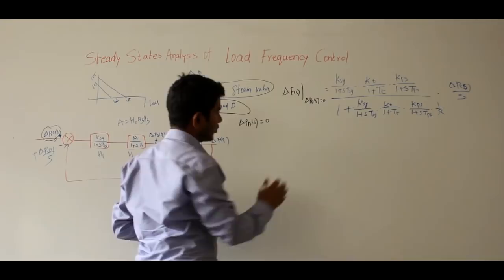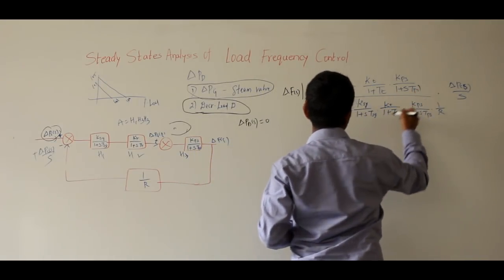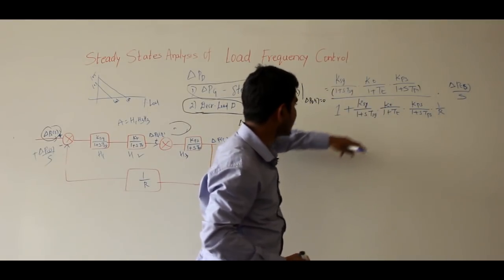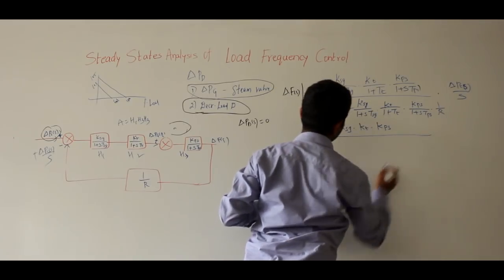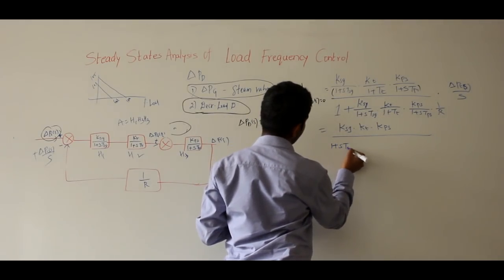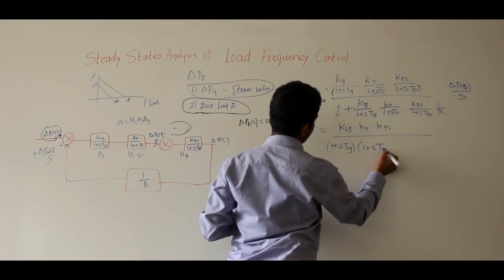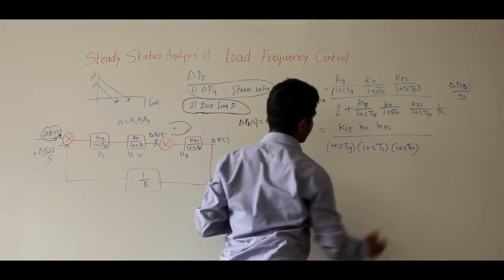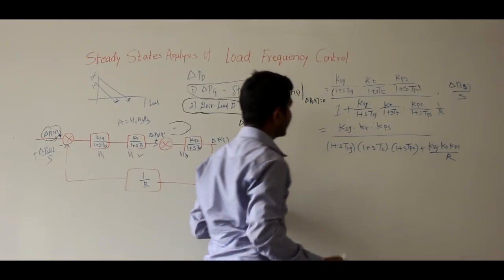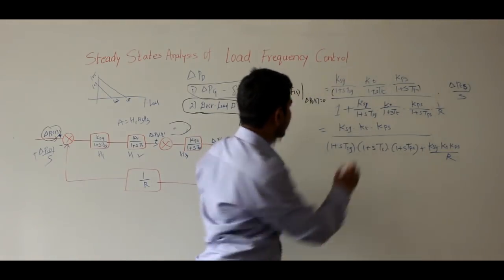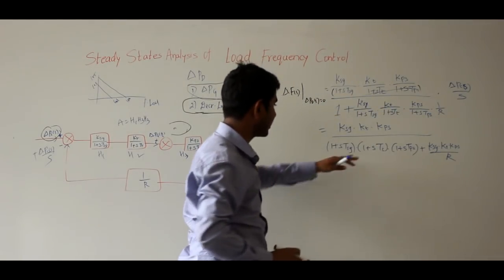This is the transfer function you get. Now again, you can take the LCM, or you can multiply with these three terms on numerator and denominator, so this term gets cancelled. So I am writing this as KSG into KT into KPS upon 1 plus S TSG, into 1 plus S TT, into 1 plus S TPS, plus KSG KT KPS by R. By dividing these three terms on numerator and denominator, they get cancelled here, and they get multiplied with this one and cancelled with the second term from here. So ultimately you will get this expression.